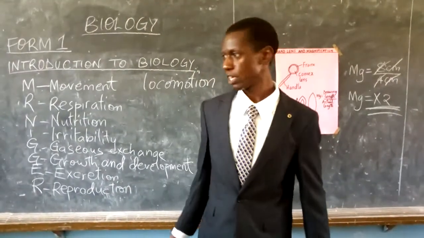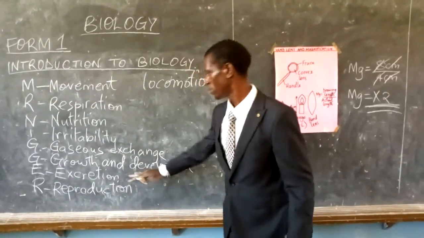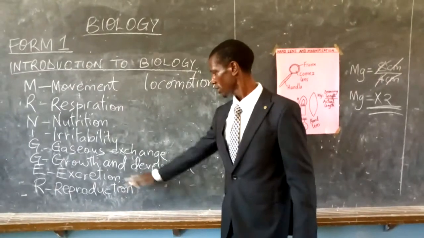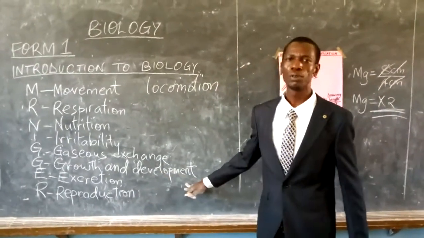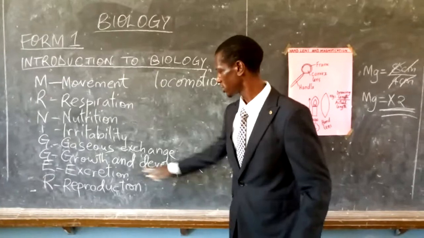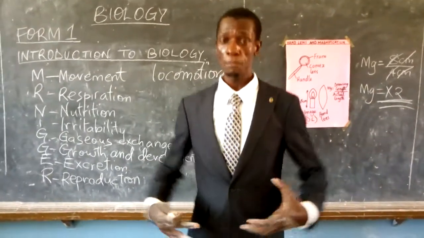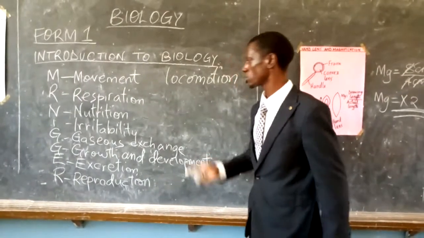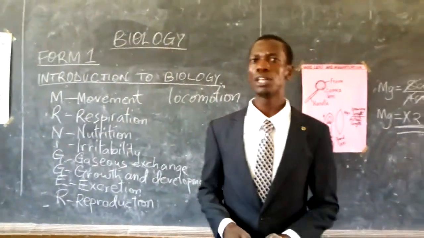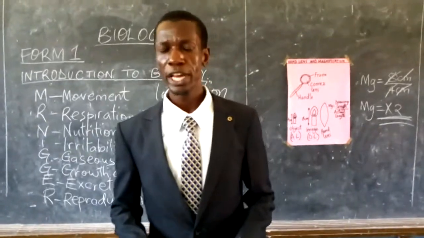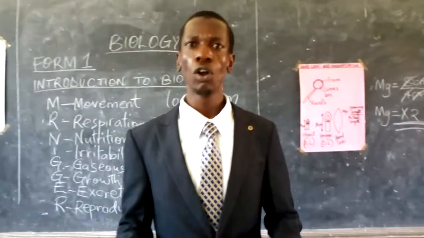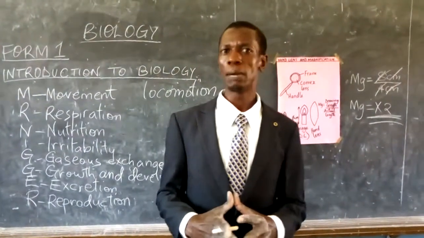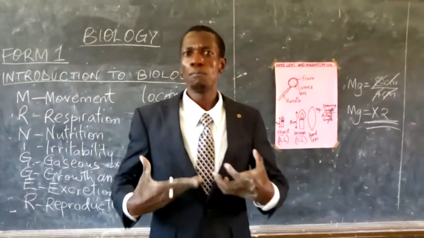That is, now we say that the person developed some organs within the body, develop some characteristics within the body that is basically increasing mass, and later on it ends up reducing. That is growth and development. Another one is excretion. Excretion is the removal of the metabolic waste products from the body.